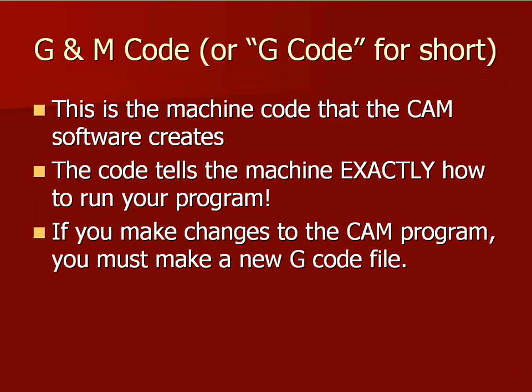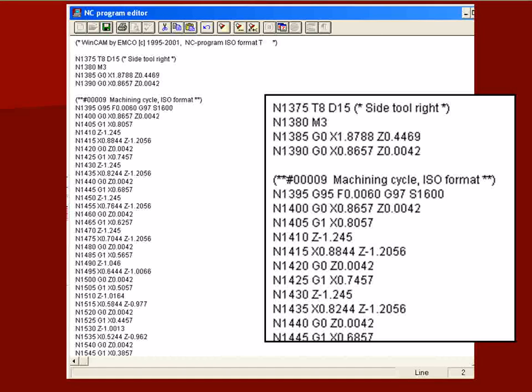Your G&M code, or G code for short, is the actual code that the CAM software is going to create for you, once of course you tell it what to do. And the code tells the machine exactly how to run your program. It's important to note that if you make changes to the CAM program, you have to make a new G code file. So let me show you a quick example of that.